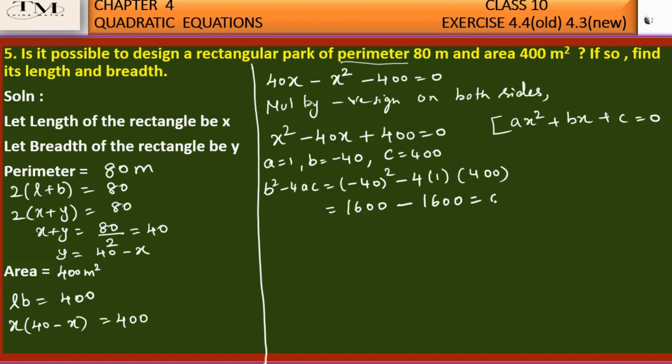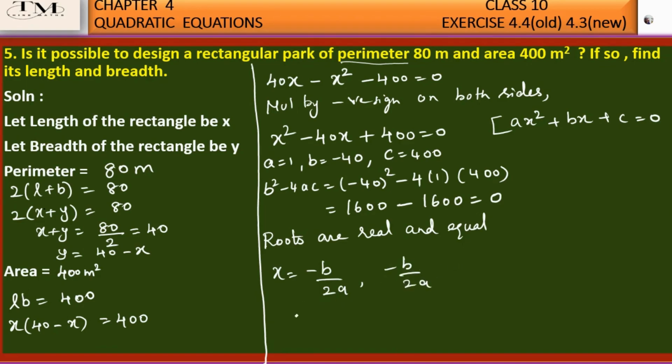So it is 0. So if b square minus 4ac is 0, we have roots are real and equal. Roots are real and equal. So since b square minus 4ac is 0, the roots will be of the form minus b by 2a and minus b by 2a, because they are equal.